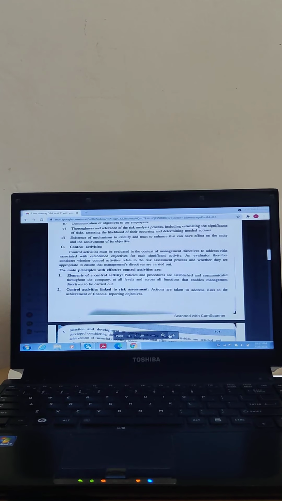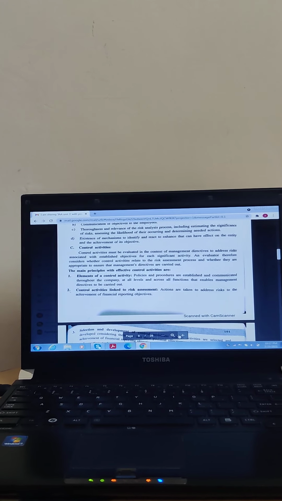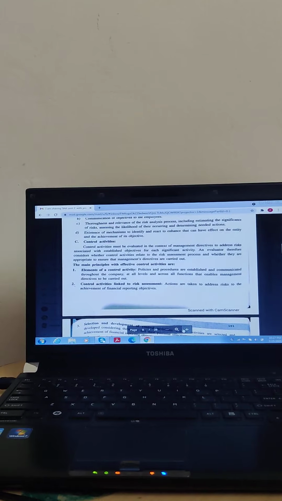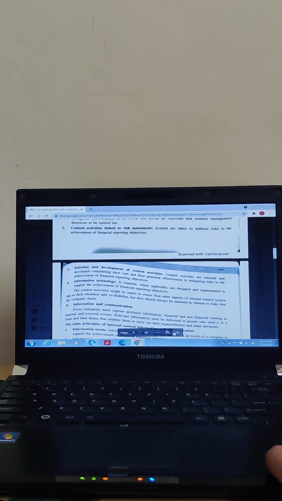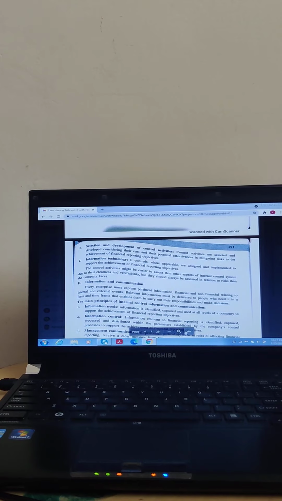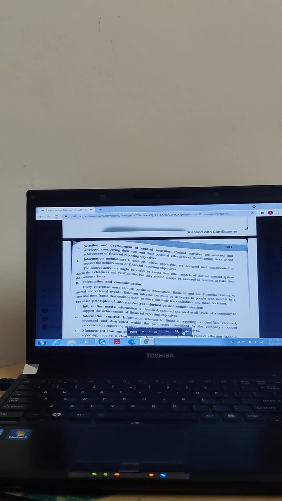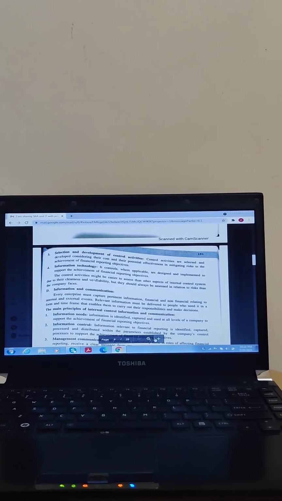Second is control activities linked to risk assessment: how you're going to link your activities and your actions, and how you're going to address your risk in the achievement of the financial reporting objective. Third is selection and development of control objectives: how effectively you're going to select a particular activity, how you're going to implement it, how you're going to manage the risk of the organization, and how you're going to report this particular risk.